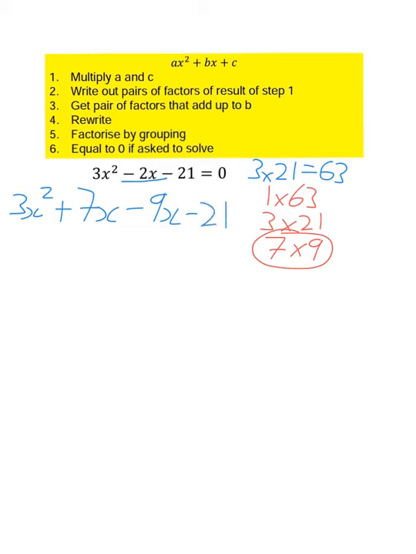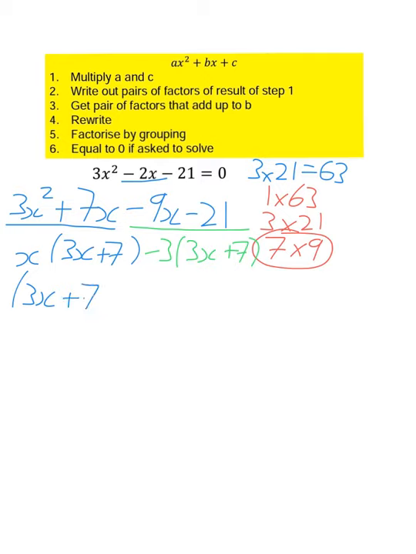So let's factorize the first two now. So we'll have x, then 3x plus 7. Next two now, I'll take out minus 3. I'm left with 3x plus 7. So just multiply that out in your head to check. So yeah, that's correct. So my answer is 3x plus 7 and x minus 3. So again, that's the factorising done.